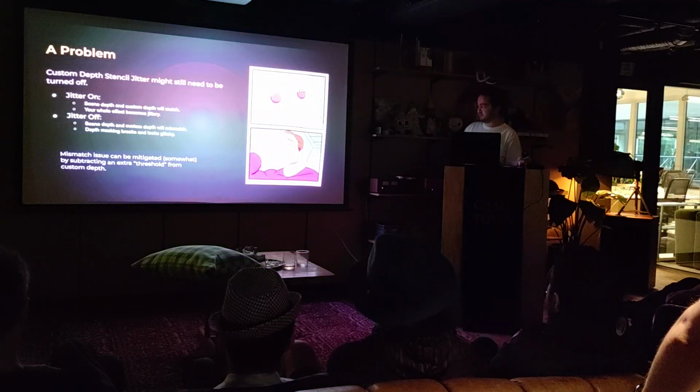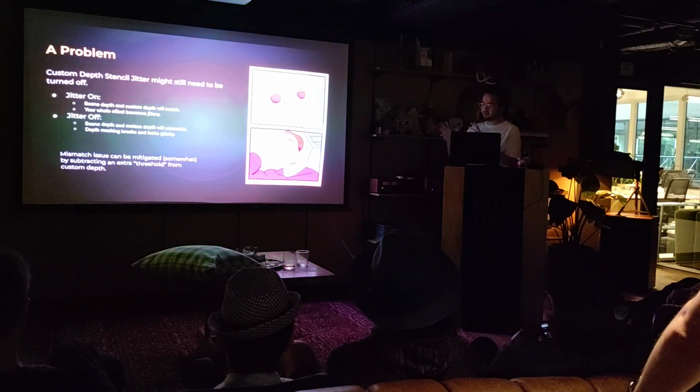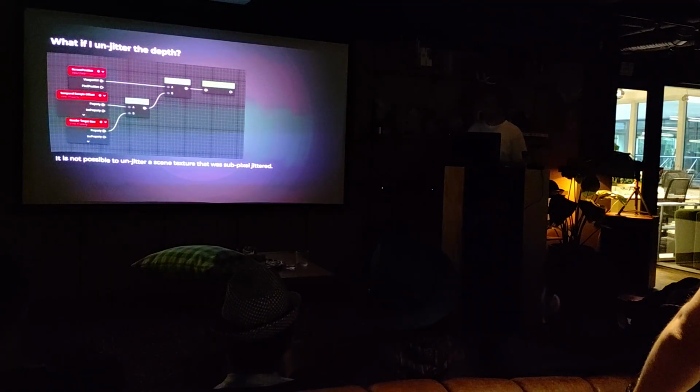Depth masking breaks and looks glitchy. So if you're doing outlines without Z testing, I suggest going jitter off. Otherwise, you should probably do jitter on. The mismatch issue can be mitigated by putting an extra threshold between the depth values that you're testing.